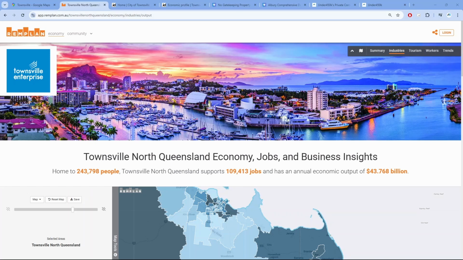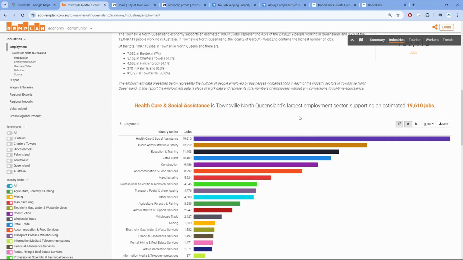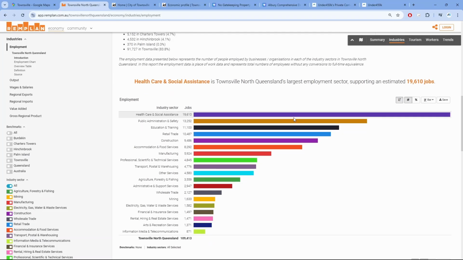We don't want to be investing in a region or location that is reliant on one or two industries. Here, if we go to Townsville, then industries, and within industries we simply scroll down, we can see just how diverse Townsville is as an industry, and hence why it's so popular. We can see it delves into healthcare, public administration, education, retail trade, construction, manufacturing. There is so much job diversification that you can clearly see it is not reliant on one industry.